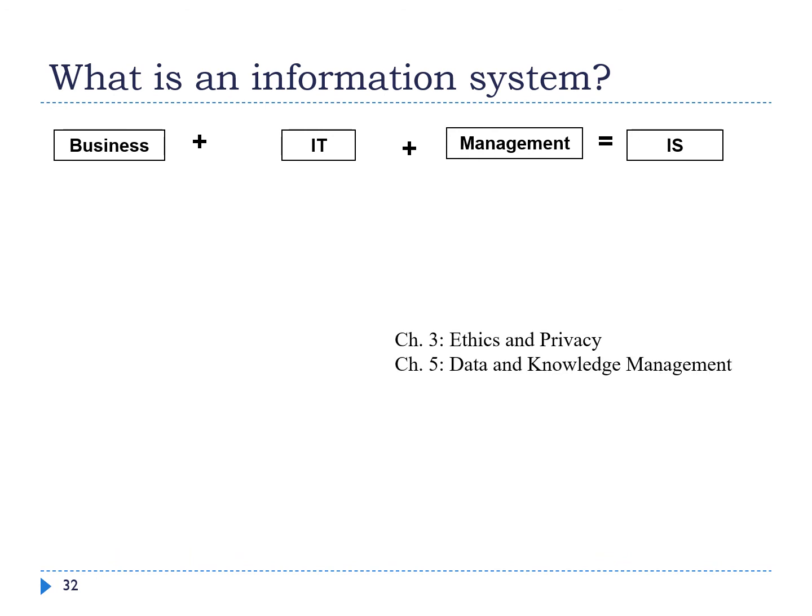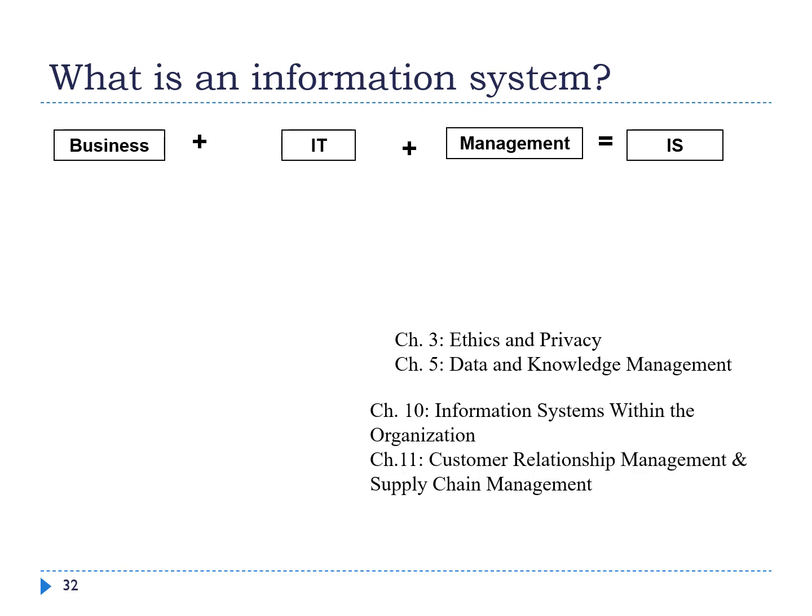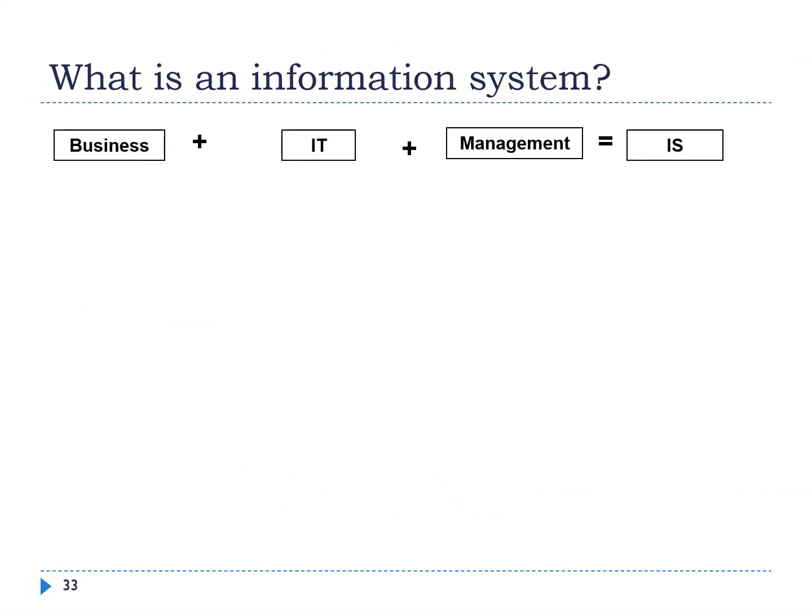For the management part, we will discuss ethics and privacy in Chapter 3 and knowledge management in Chapter 5, information systems within the organization in Chapter 10, customer relationship management and supply chain management in Chapter 11. Lastly, we'll learn business analytics and business intelligence, which includes the IT, business, and management perspectives.